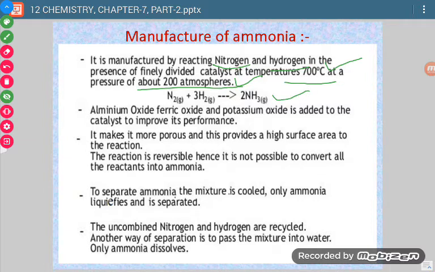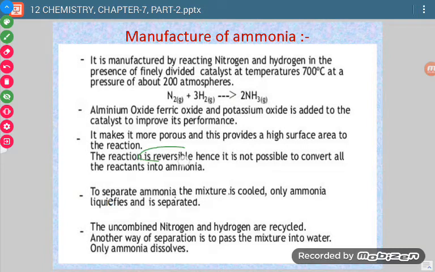Now what is used as catalyst? Aluminium oxide, iron oxide and potassium oxide are used as catalysts. It makes the surface more porous and provides a high surface area for the reaction. As you have done in the adsorption chapter, they provide more area for adsorption. So what is going to happen? The reactants will get more area and they will adsorb more, and so there will be proper reaction and formation of enough products.